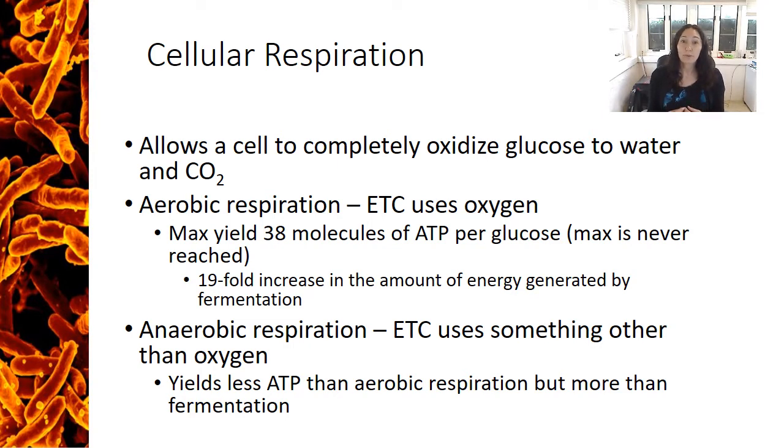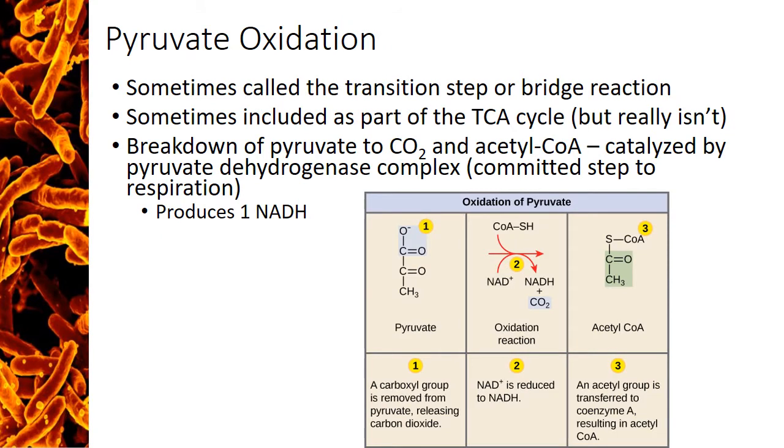So we're going to walk through the pathways of respiration and highlight the key difference between aerobic and anaerobic respiration processes. When pyruvate moves into respiration instead of fermentation, it is first oxidized to a molecule called acetyl-CoA. This is sometimes called the transition step or the bridge reaction. Alternatively, you will sometimes see it written as part of the TCA or the citric acid cycle, but it's really its own separate step. In this step, pyruvate is going to be converted to acetyl-CoA through an oxidation reaction.